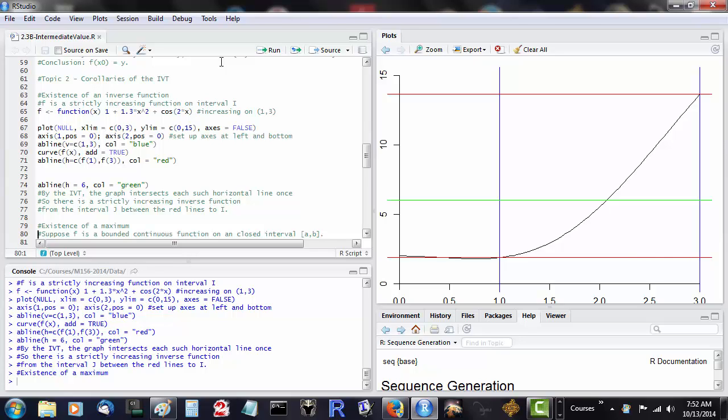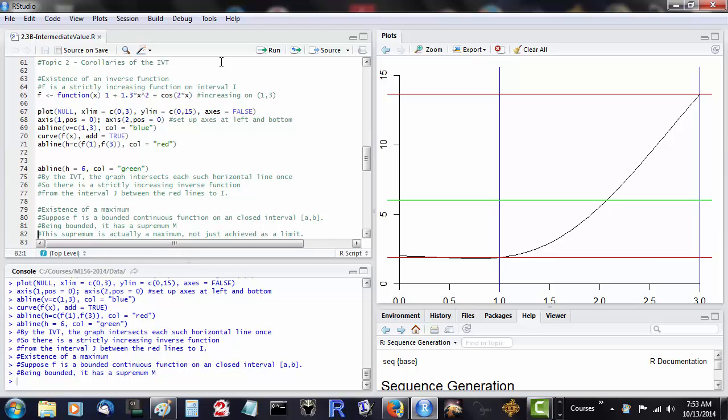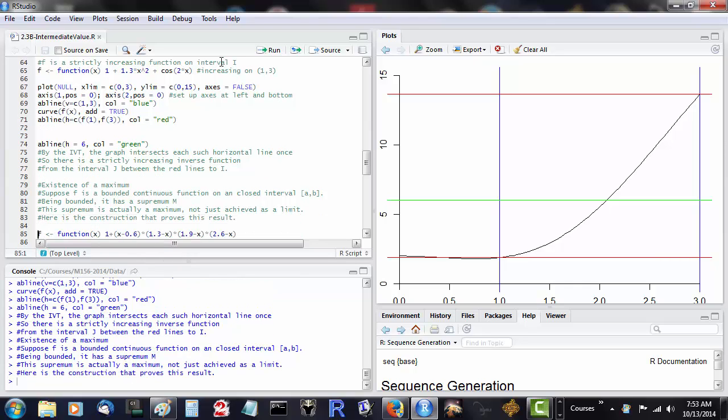One more corollary. Suppose we've got a closed interval from a to b and a bounded continuous function on that interval. Saying that the function's bounded means that there is a supremum m, and what we're going to prove is that this supremum is actually a maximum. That is, it's not achieved just as a limit. There is a value in the domain with the property that when we apply f to that value, we get the supremum. And here's the construction that proves this result.